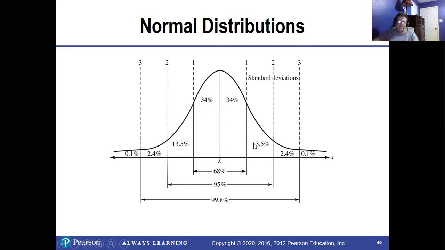Then after that first standard deviation, you get your second standard deviation, which is another 13.5% on both sides. So now I should have used up 95% of my score data. And then you have the last of your data.